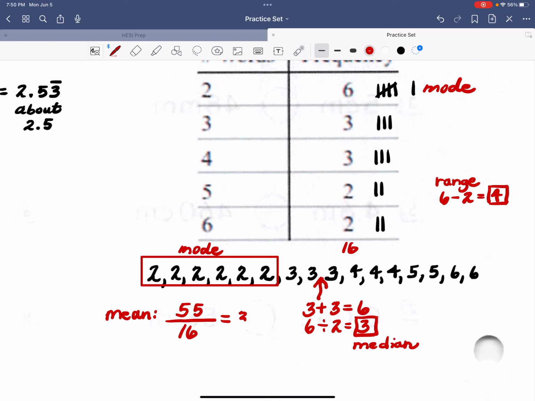So 3.4375 is the mean. And different books will round it differently. I would call that about 3.4, 3.5, somewhere in there. But again, your answer choices would let you know how to round it. So there's mean, median, mode, and range.